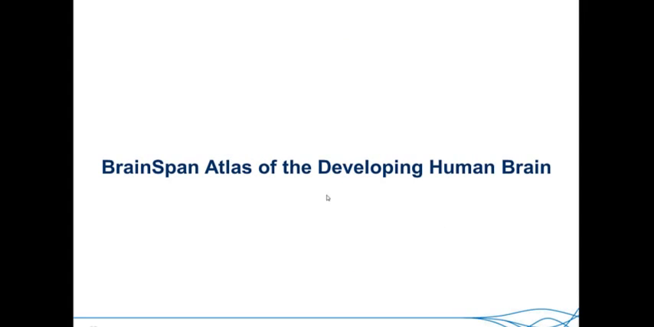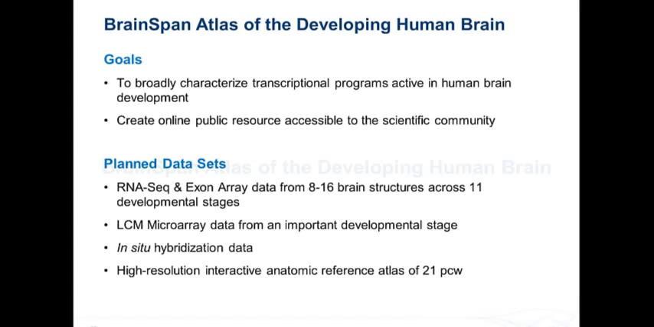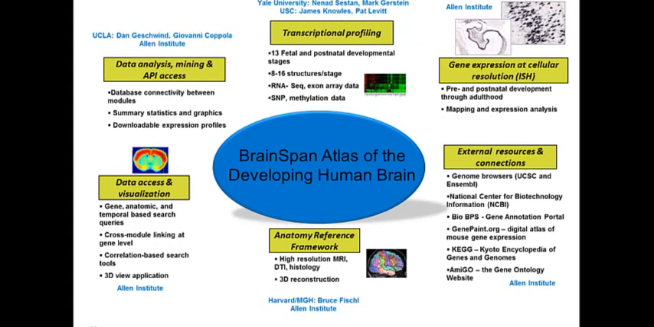is the BrainSpan Atlas of the Developing Human Brain. So this particular atlas was designed to characterize the transcriptional programs that are active in human brain development. And this particular data set has RNA-seq, exon array data, microarray data, in situ hybridization data, as well as reference atlases. So this particular project was a consortium. It wasn't only the Allen Institute that put this data set together.